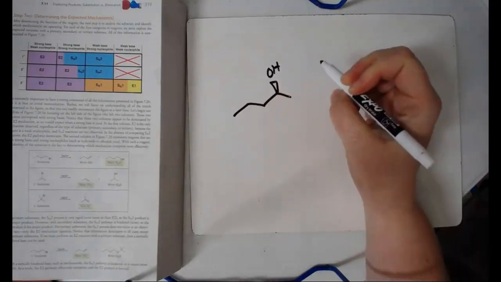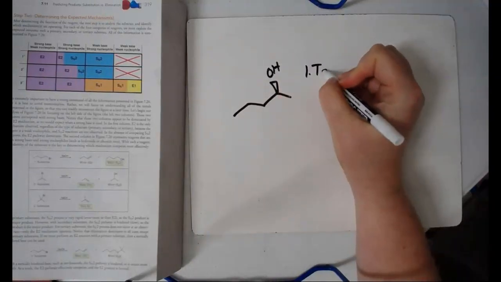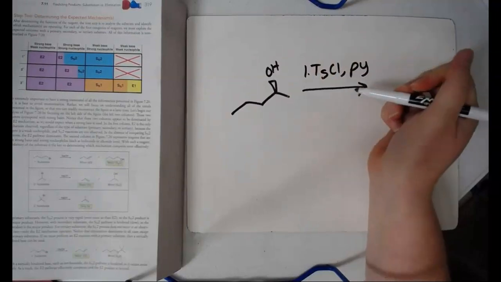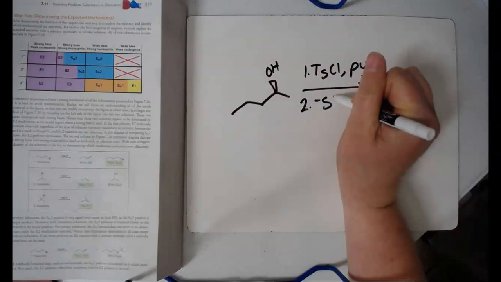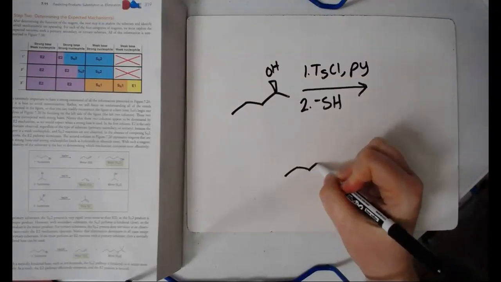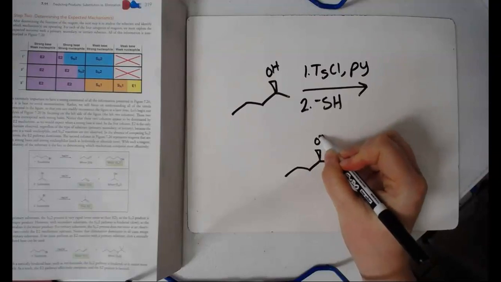How we would normally see, there's my alcohol, and alcohols are not good leaving groups, so we're going to do a two-step reaction, which we haven't seen yet. But in that first step, we're reacting it with the tosyl chloride in pyridine. So after the first step, it would look like that. That's not our final product though.